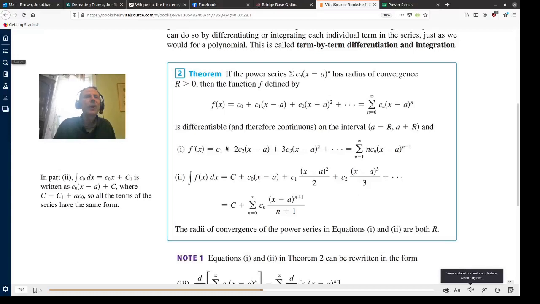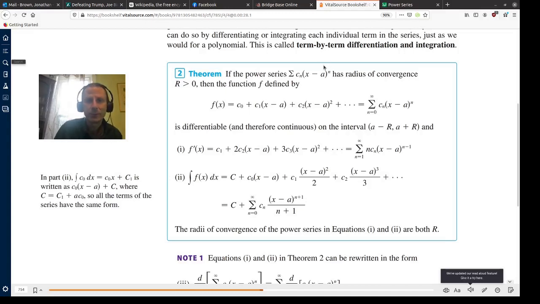Now, one awesome thing about power series is that they are basically polynomials. They are infinite polynomials, and as a result, they are very, very simple to calculate derivatives of and to calculate integrals of. You do it just like they were a polynomial.